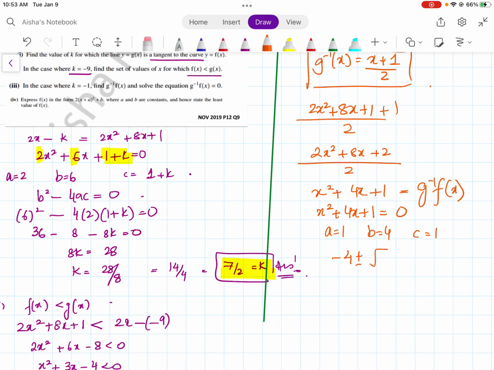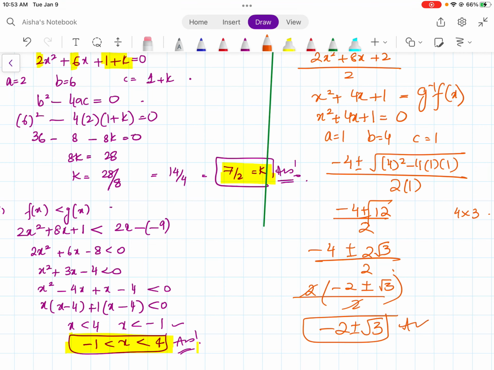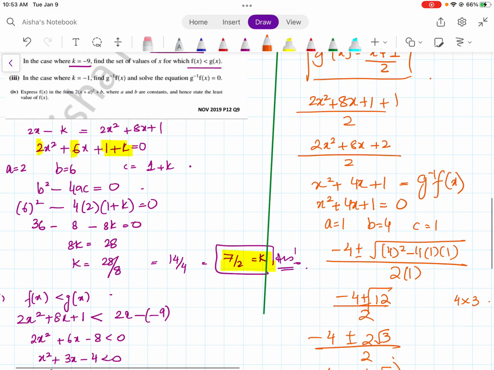Minus B... 16 minus 4 is going to give you 12. 12 is 4 into 3, so it's 2 under root 3. That gives me minus, if I take 2 common out, so these are my values of x.